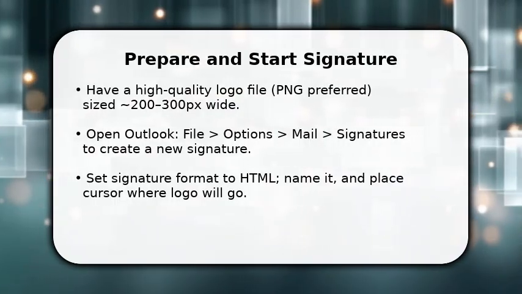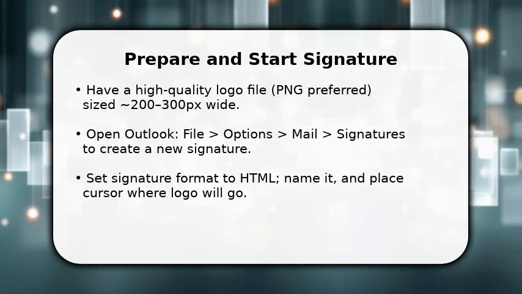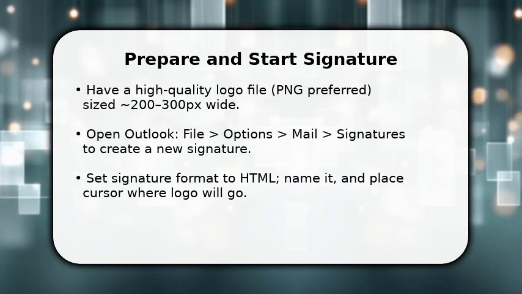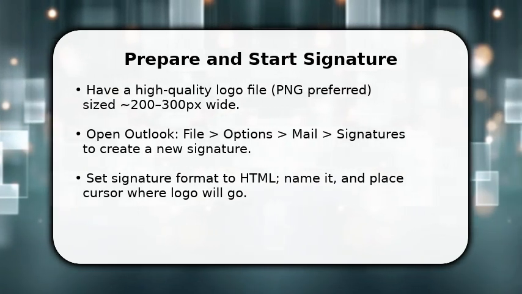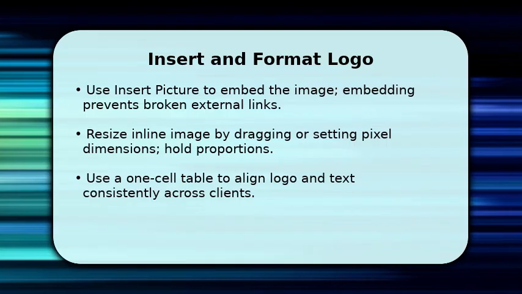Once done, click into the signature editor and position your cursor where the logo should appear. This first placement determines the basic flow of text and image, so make it deliberate. You now insert the logo using Insert Picture, so it is embedded rather than linked. Embedding avoids images breaking when recipients block external content.